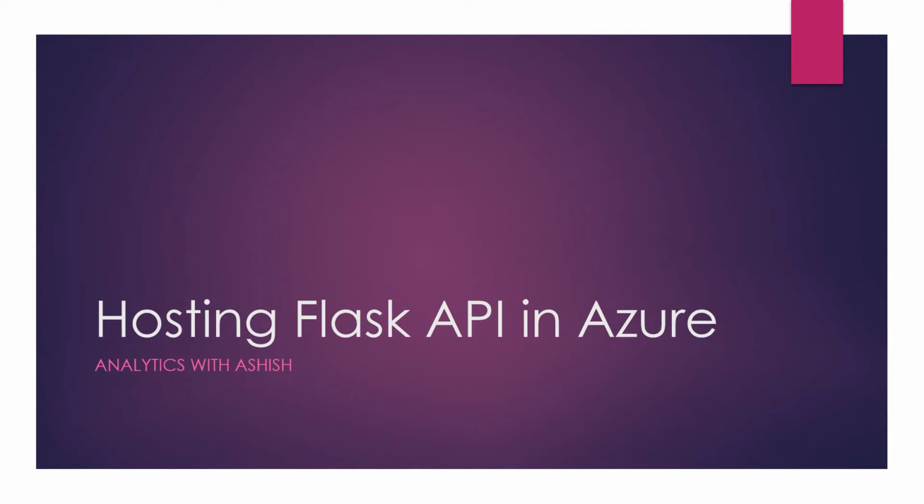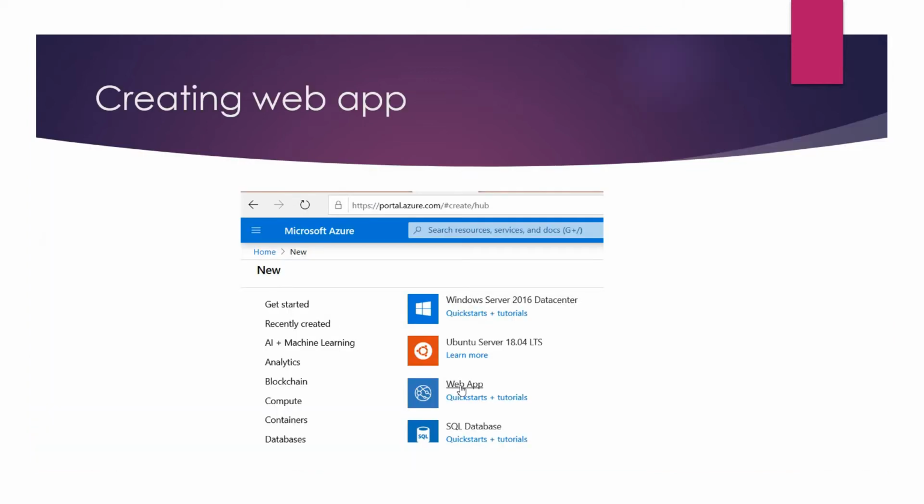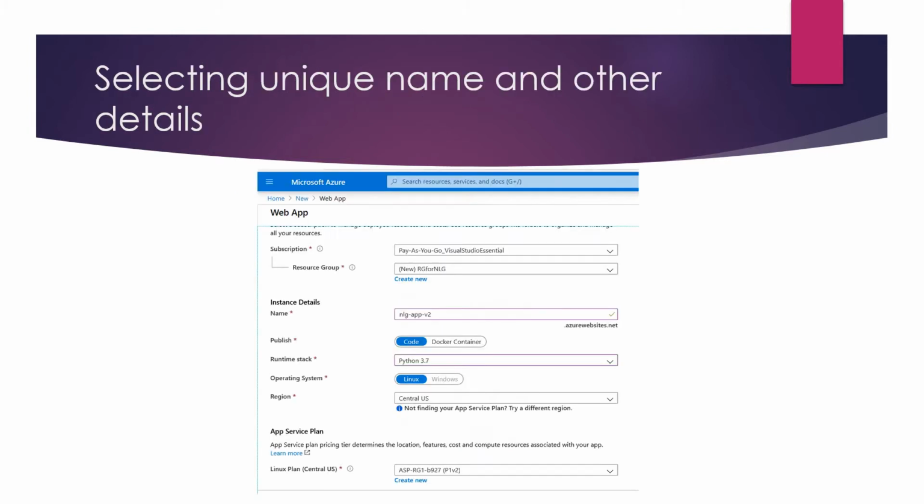So let's start. The first thing you need is a Microsoft Azure account. Once you have that account, you can log into the Azure portal, and from there click on create a new resource, because we need to create a new resource named web app. So click on create new resource, click on web app, and it will take you to this page where you need to fill in some basic information like the resource group name. The name should be unique.